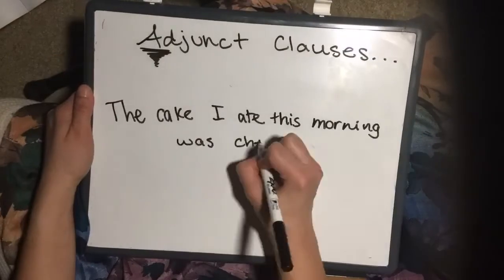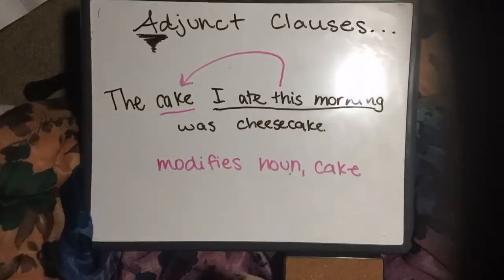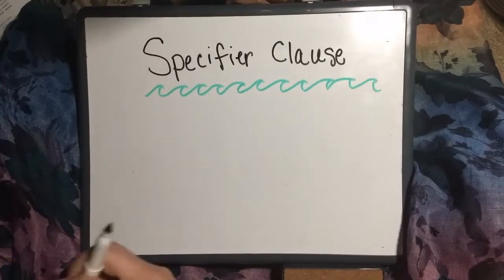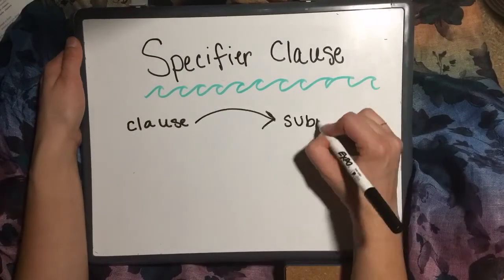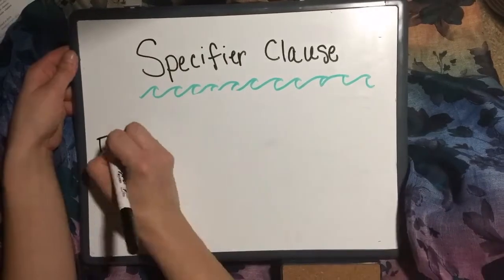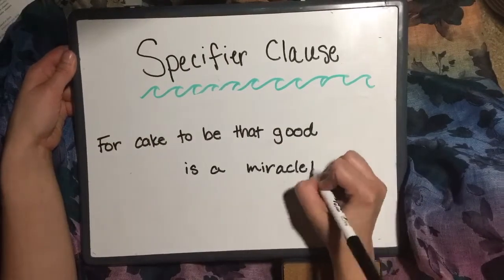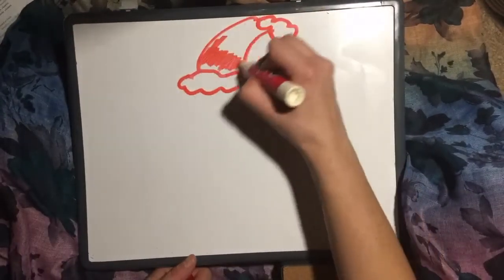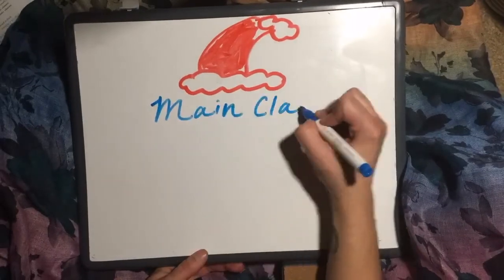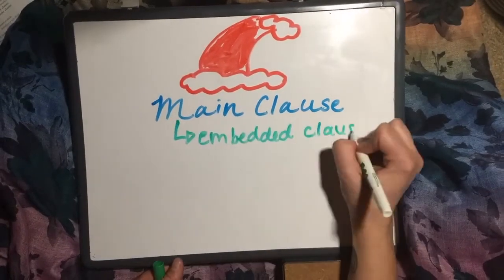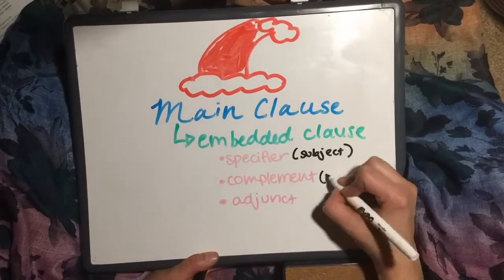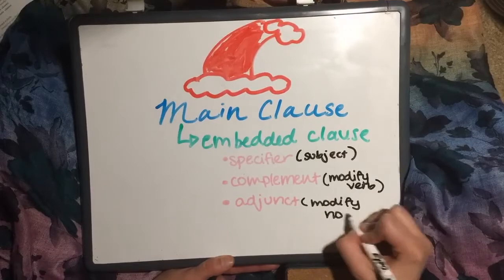Adjunct clauses are a kind of embedded clause that modifies a noun. And lastly, specifier clauses are actually an embedded clause that acts as the subject of the main clause. For cake to be that good is a miracle. True that. So just to recap, we've got main clauses, and within those main clauses, three different kinds of embedded clauses. Specifiers, complement, and adjunct clauses.